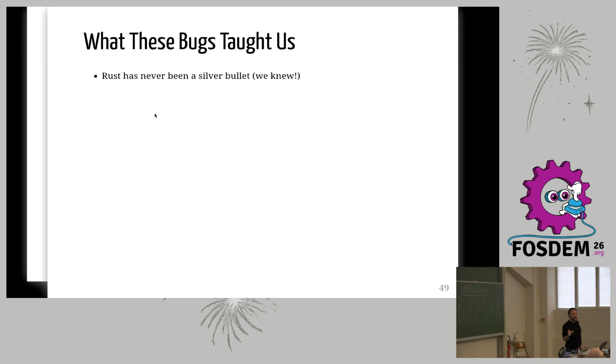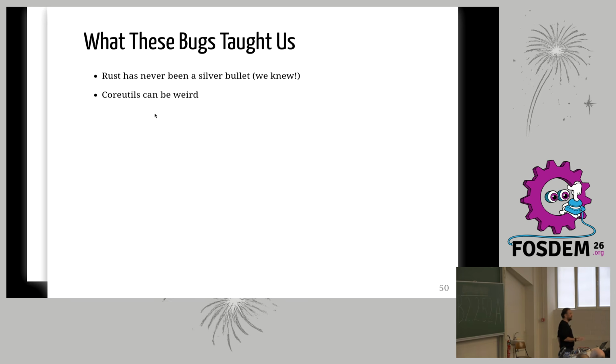So what did we learn during that project? Rust is not a silver bullet. If you are saying that Rust is going to fix all the issues in the world, you are probably wrong. It's still much better than C and C++, but it's not a silver bullet. You still have logic bugs.